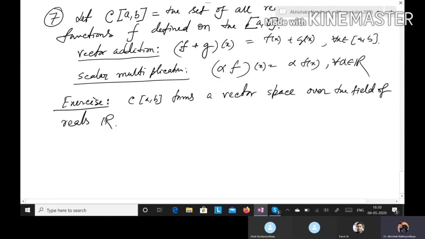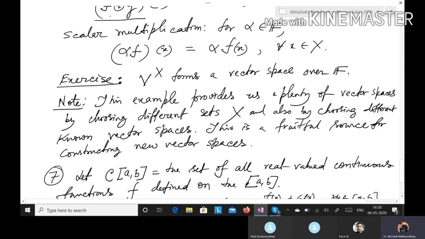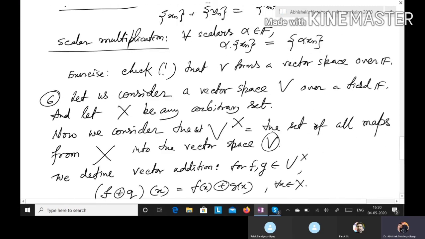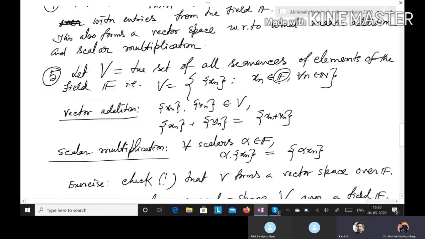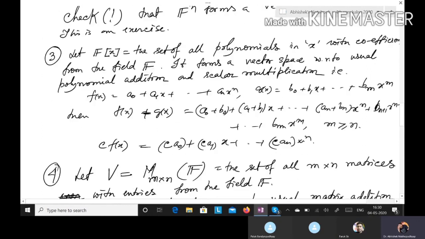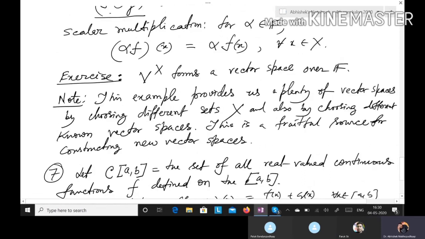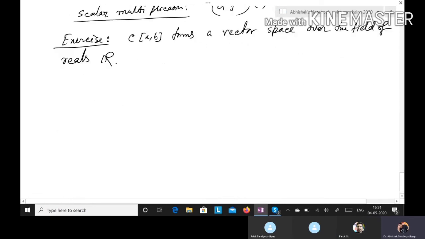So today I shall end here. These are your exercises. You need to check that all these 7 examples form a vector space over their respective fields.